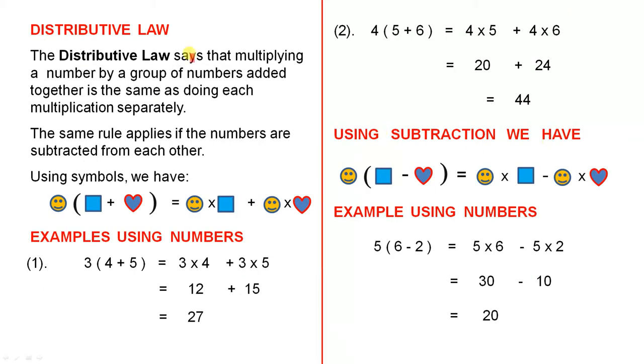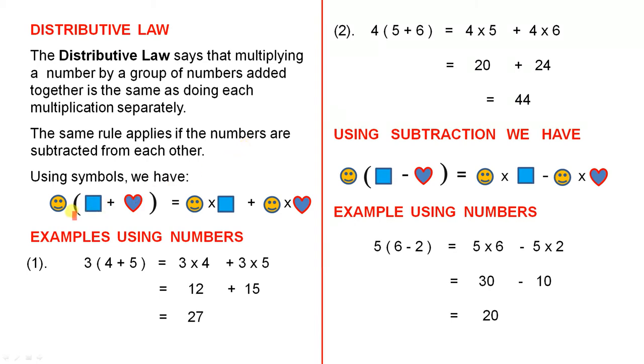The final law is the distributive law. This is a very interesting one. The distributive law says that multiplying a number by a group of numbers added together is the same as doing each multiplication separately. The same rule applies if the numbers are subtracted from each other.